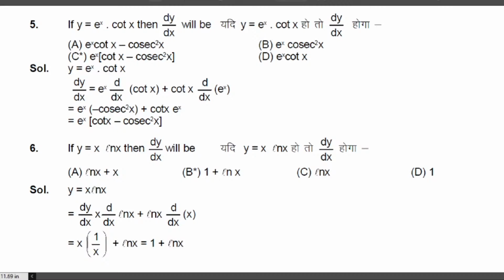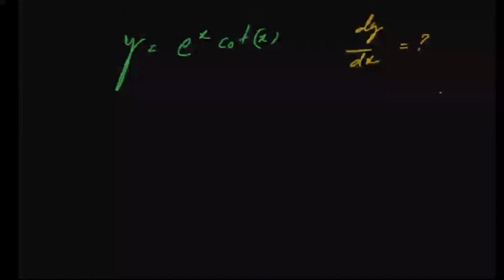Let me see what question number 5 is. Question number 5 says y equals e power x cot x. Again, we have a product of two. Y equals e power x times cot x, and it is asking what is dy by dx. So that's our question, right? Let me go back to this. So this is my question.